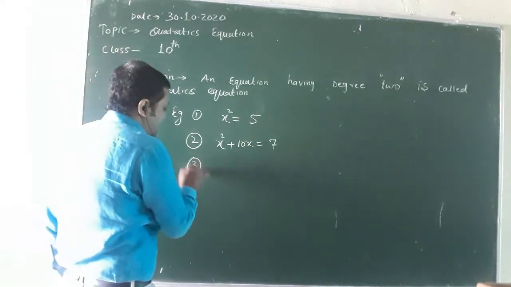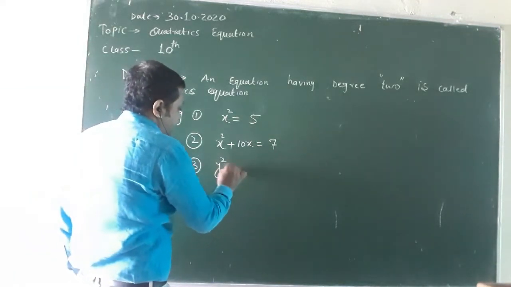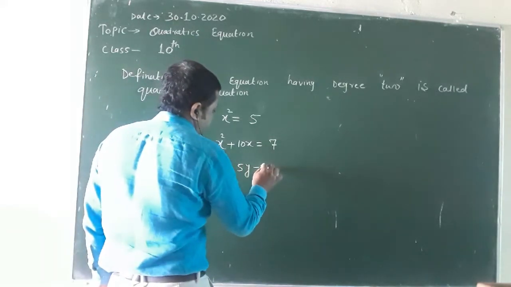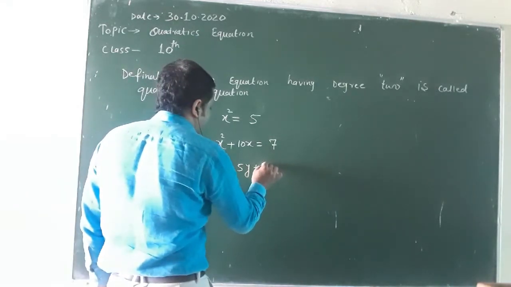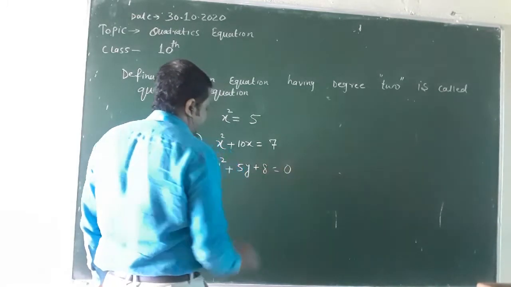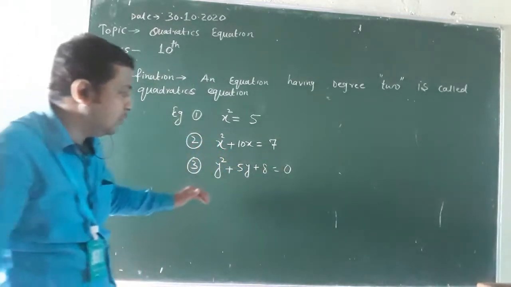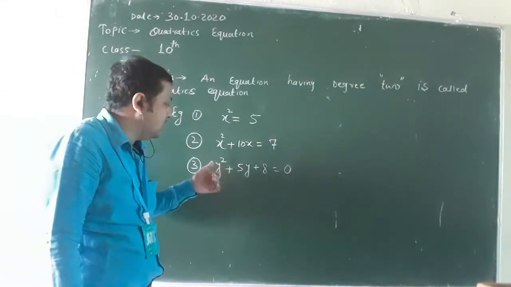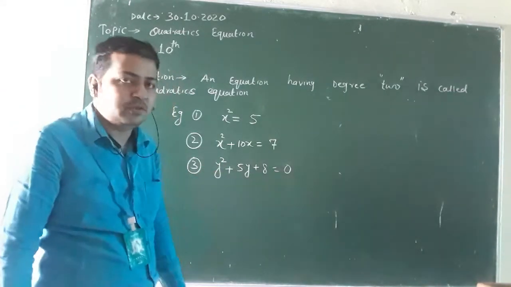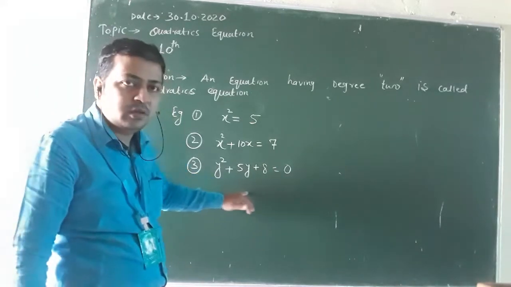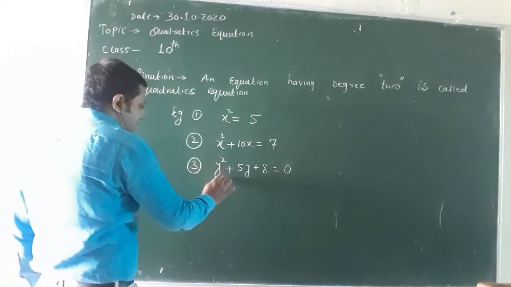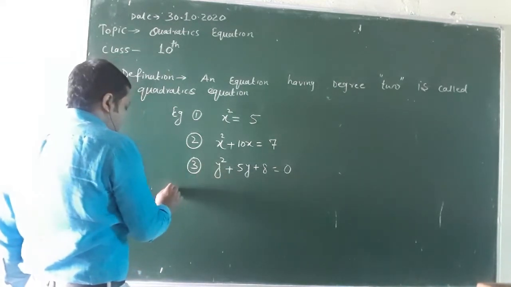Third one will be y square plus 5y plus 8 is equal to 0. This is also a quadratic equation in terms of y. Here the variable is y and the highest power of the variable is 2. So this is a quadratic equation. But the thing is that there is a standard form of the quadratic equation.